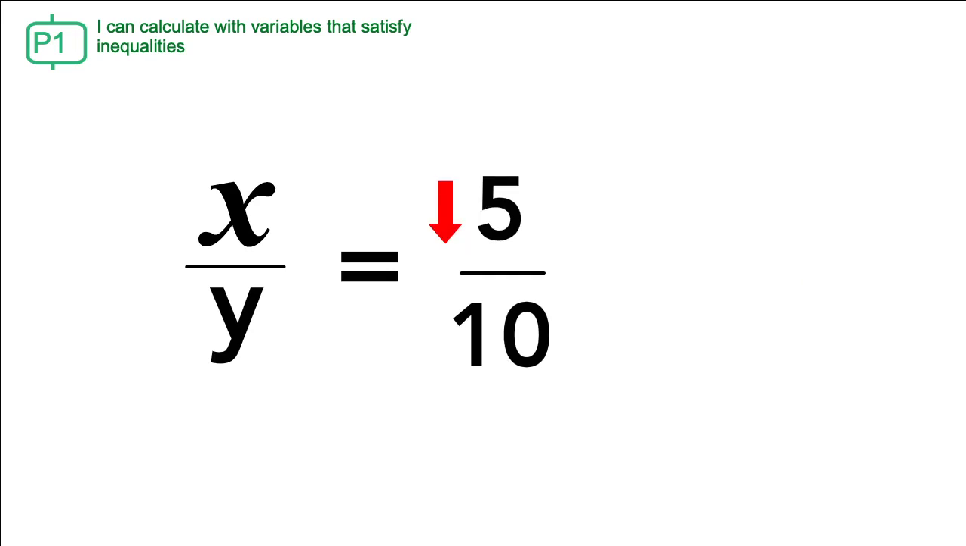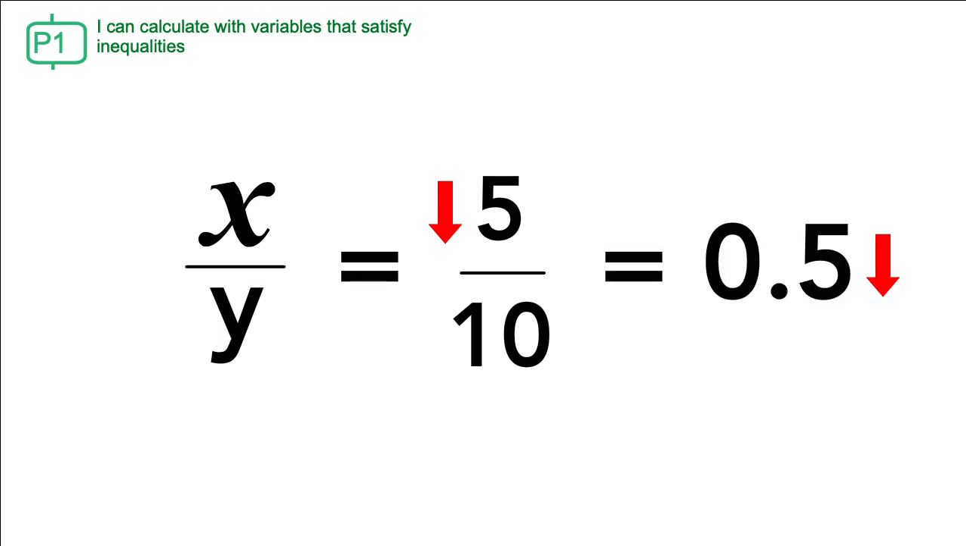Let's make the numerator smaller instead. So decreasing it to 5. 5 over 10 equals 0.5. Decreasing the numerator makes the overall answer smaller. Great. Let's see what happens when we apply the same reasoning to the denominator.